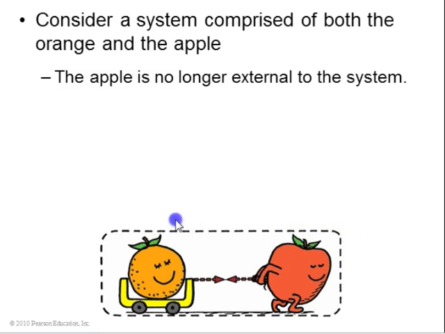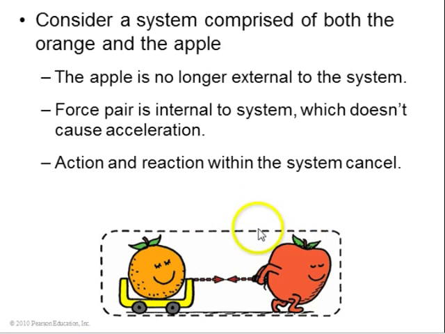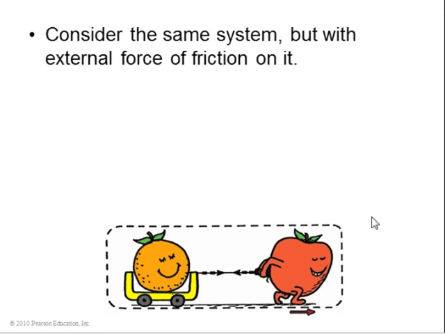So what if you actually consider the system to be the orange and the apple? So now the apple is part of the system, and these are now internal forces. So if the apple pulls the orange, these two forces will cancel. All that could happen is maybe the apple might accelerate to the left, the orange might accelerate to the right, but the whole system will not accelerate. So there needs to be something else here.